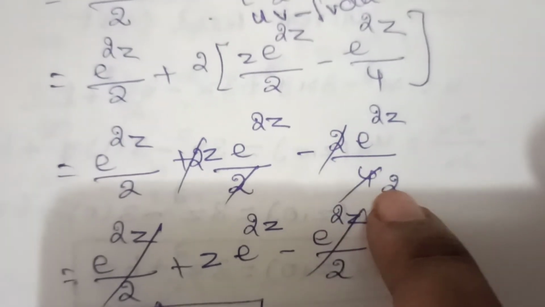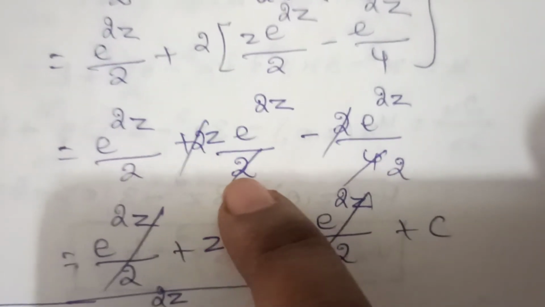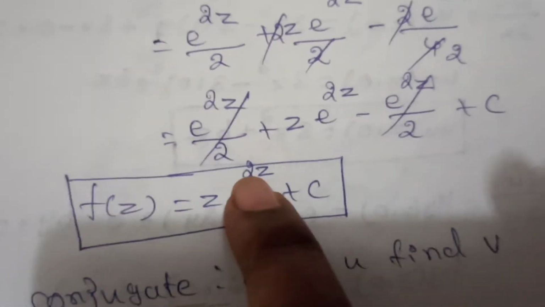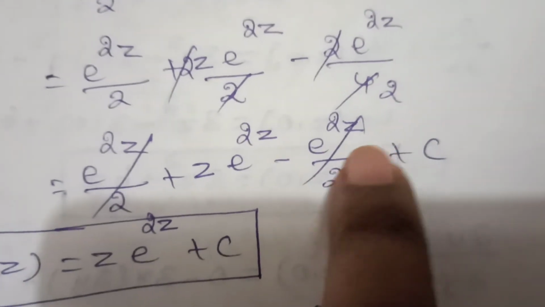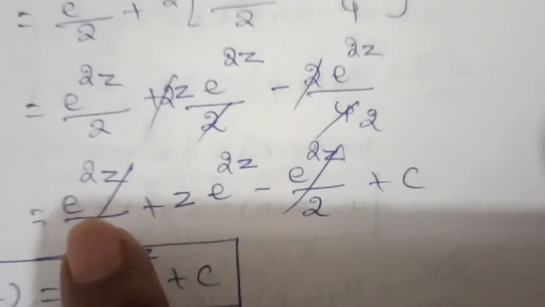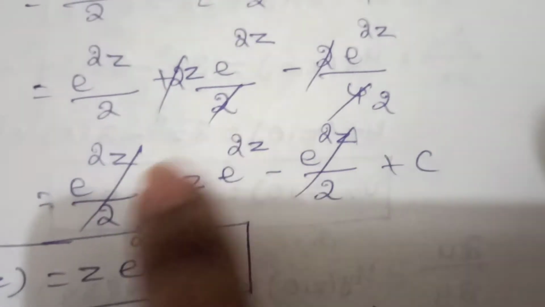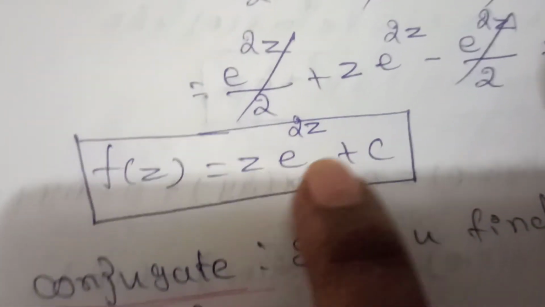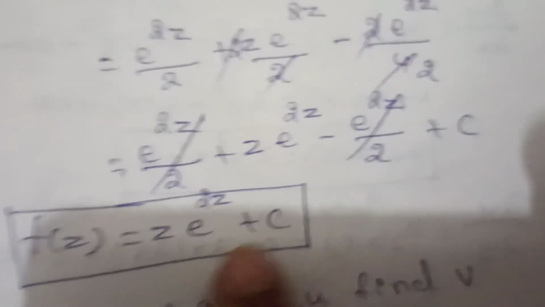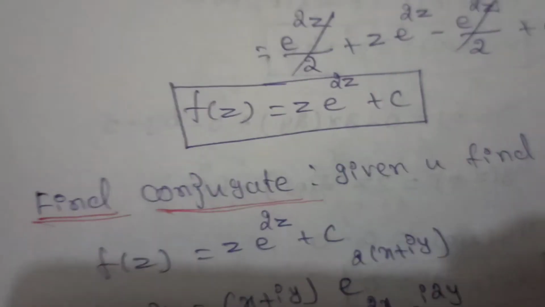Now to cancel these values, 2 twos are 4, here the 2 and 2 cancel. Finally we can write e power of 2z divided by 2 plus z into e power of 2z minus e power of 2z divided by 2 plus c. Here the plus and minus values cancel, therefore finally f of z is equal to z into e power of 2z plus c. So the first condition is over.